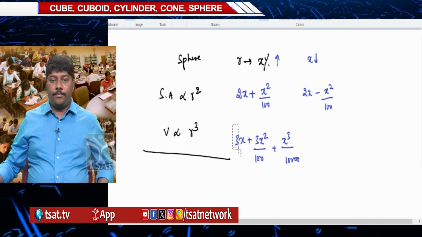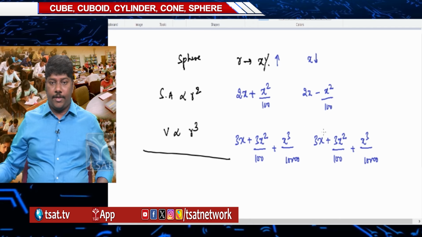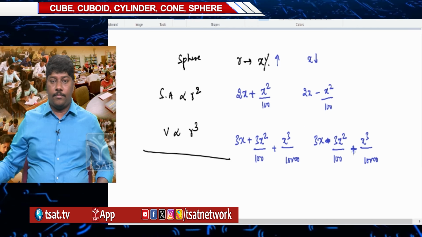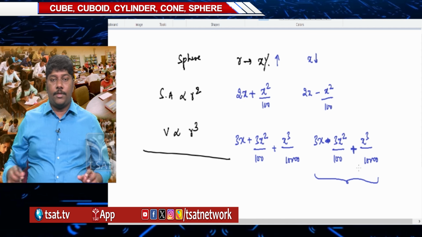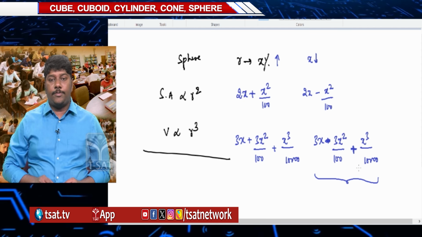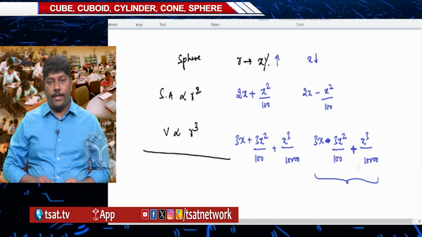You can take the same thing here, but instead of plus, plus, plus, you take plus, then after minus, then after plus. So, x percent decrease followed by x percent decrease followed by x percent decrease is 3x minus 3x square by 100 plus x cube by 10,000 decrease.